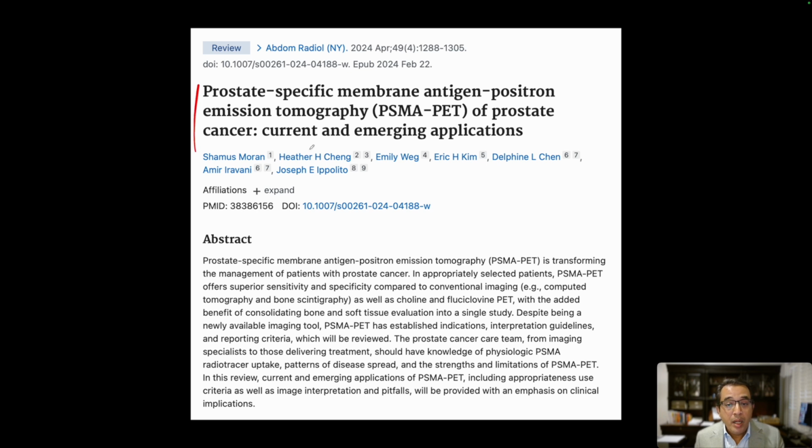And this is a good paper on the role of PSMA PET CT in prostate cancer, current and emerging applications.